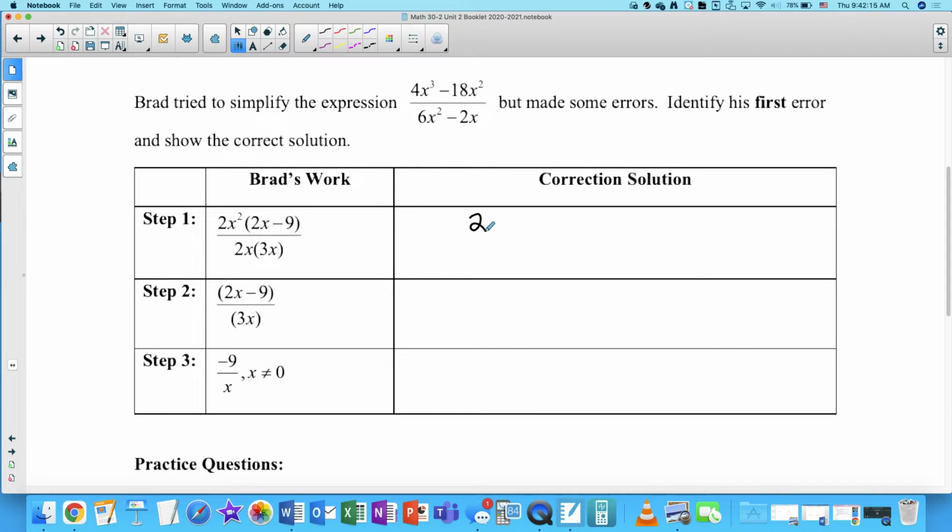Between 4 and 18, it's 2. Between x cubed and x squared, it's x squared. So the greatest common factor is 2x squared. Then you are going to be left with 4x cubed over 2x squared, which is 2x, and 18x squared over 2x squared is 9, so minus 9. Over in the denominator, there's a greatest common factor of 2x. So 6x squared divided by 2x is 3x, and 2x divided by 2x is 1. There's the mistake. Okay?